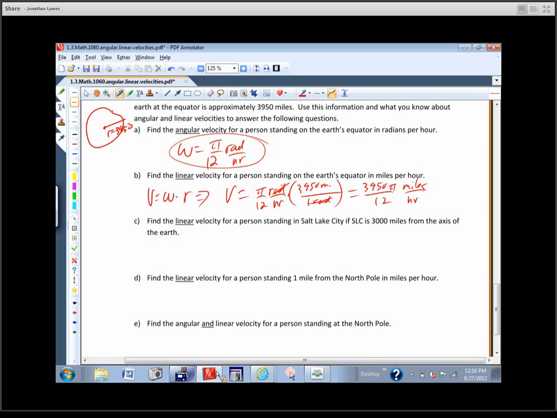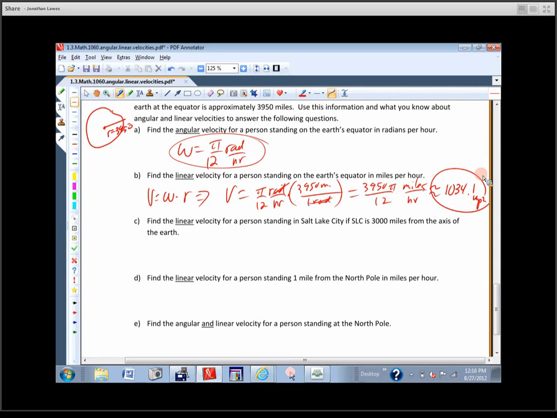Let's throw that in the calculator. Somebody go ahead and throw that in. 3950 times pi divided by 12. Say 1024. I'm just guessing. What is it? 1034? Point what? 0.1. Okay? So if you're at the equator and you're just standing there, how fast are you really going? 1,034 miles per hour.